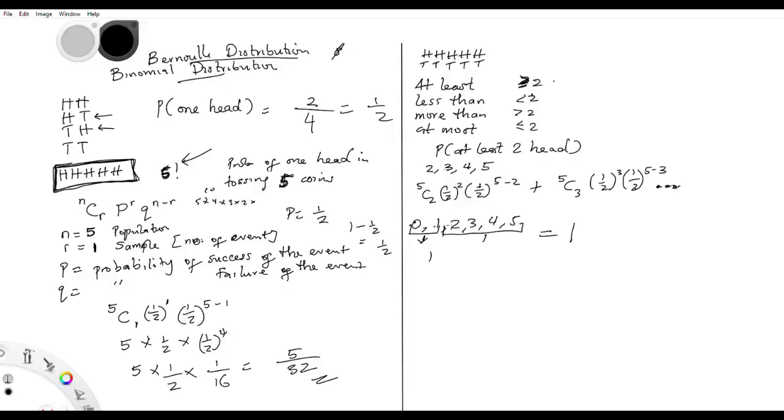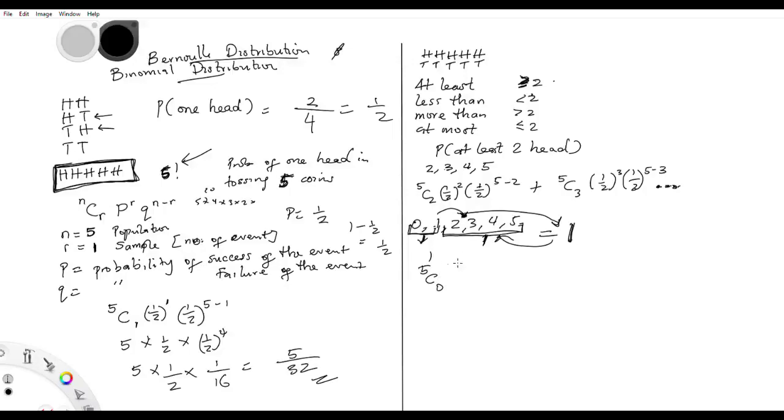Instead of me doing the probability of 2, 3, 4, 5, then summing everything and getting the answer according to this question, at least 2 heads, I know that if I do everything here, it's going to give me 1. I already have the total. So why don't I just do for these 2, and what I get, I subtract it from 1 rather. Once I subtract it from 1, it gives me what is left. I hope you understand that logic. So let's just do that.